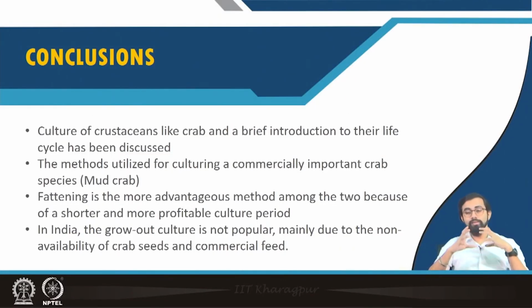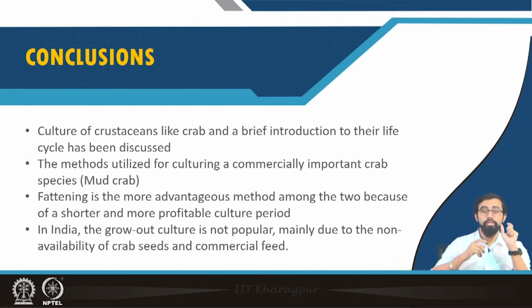So, from these two culture methods that we discussed, what are the conclusions that we can come up with? We discussed the culture of crustaceans like crab and a brief introduction to their life cycle. We discussed the commercially important crab species, that is mud crab. We discussed fattening, and actually fattening is the more advantageous method among the two that we have discussed because of its shorter and more profitable culture period. In India, grow out culture is not very popular, mainly due to the non availability of crab seeds and commercial feed.